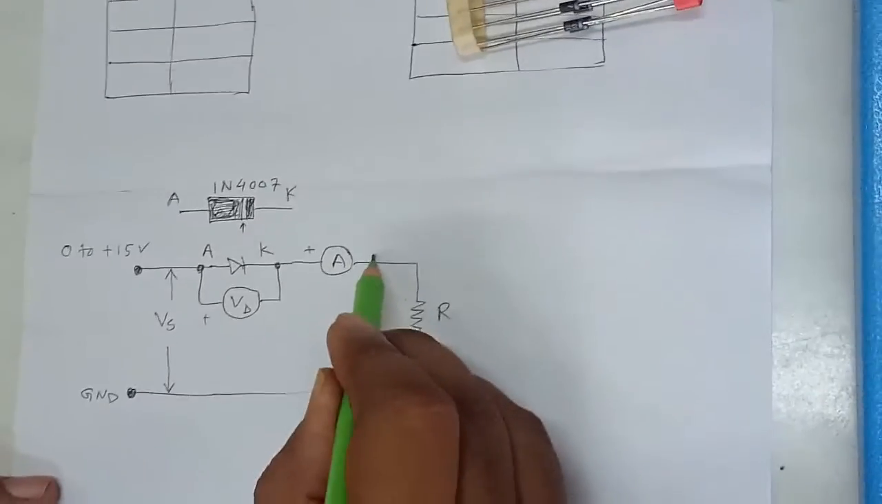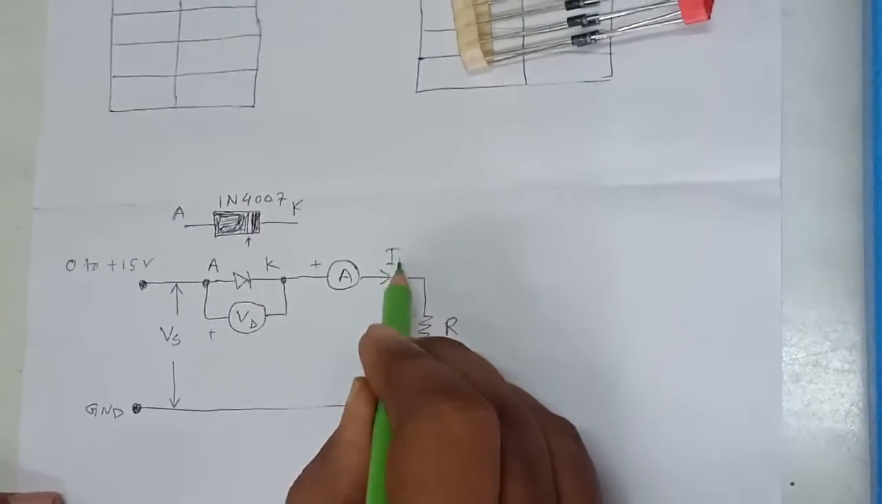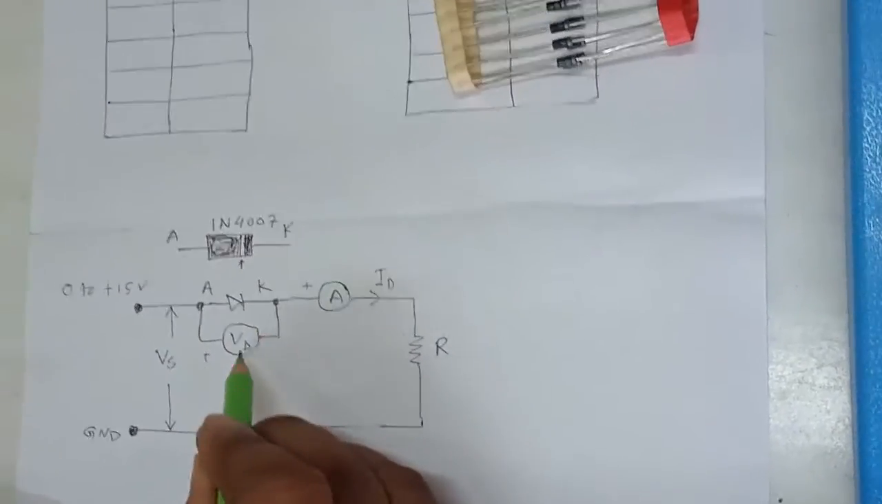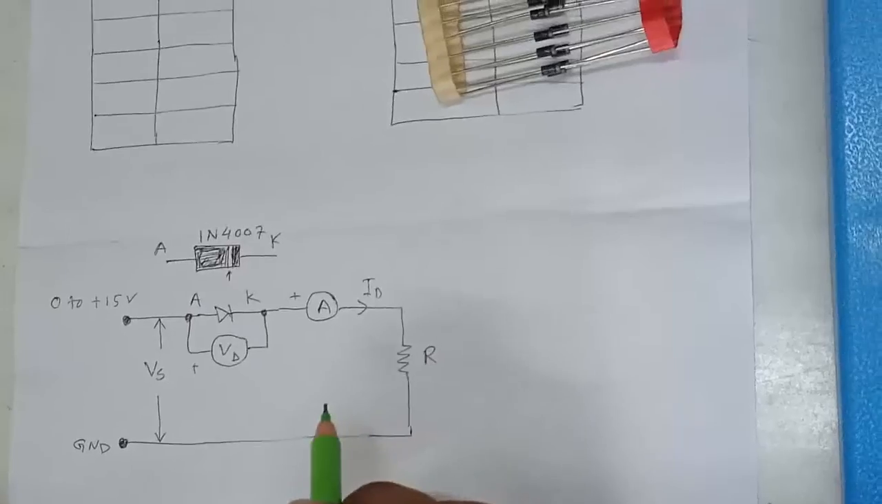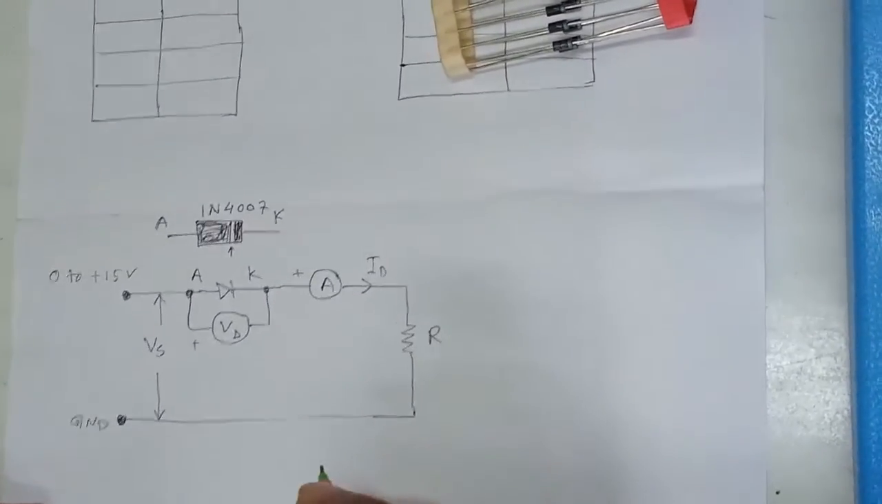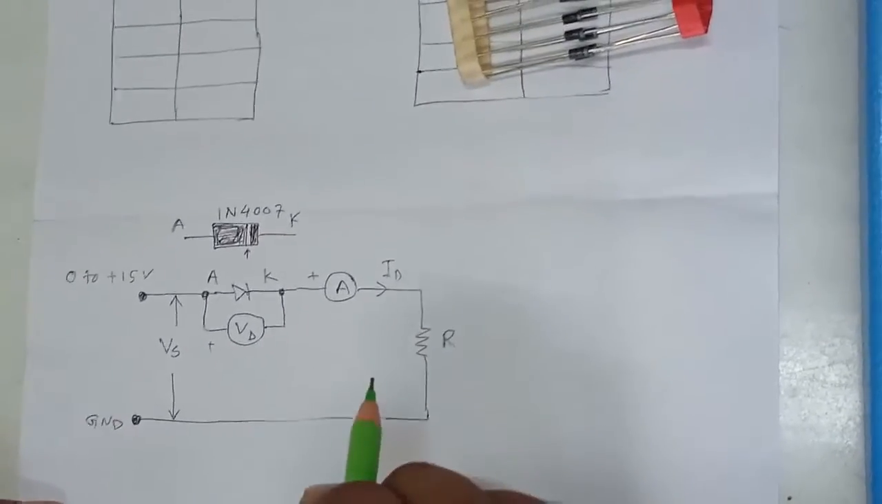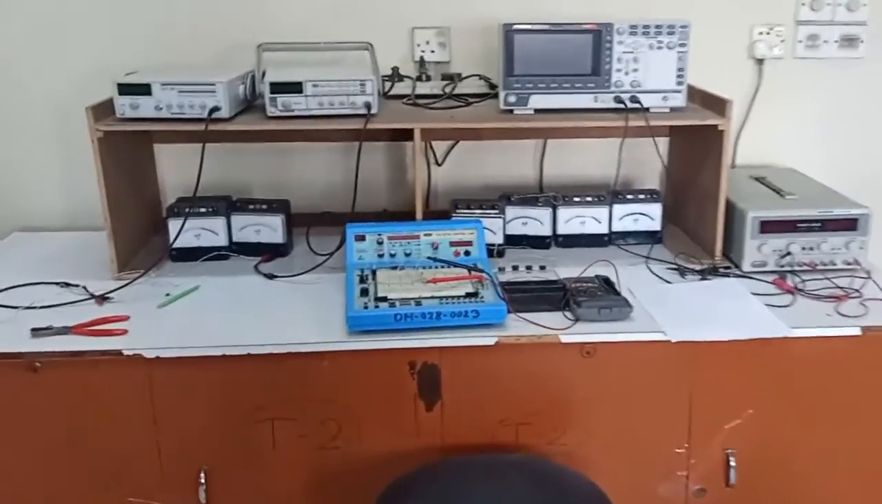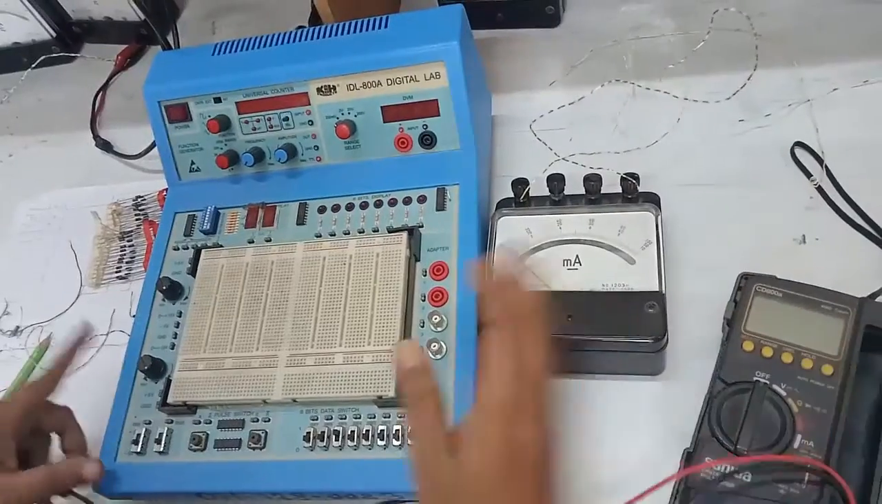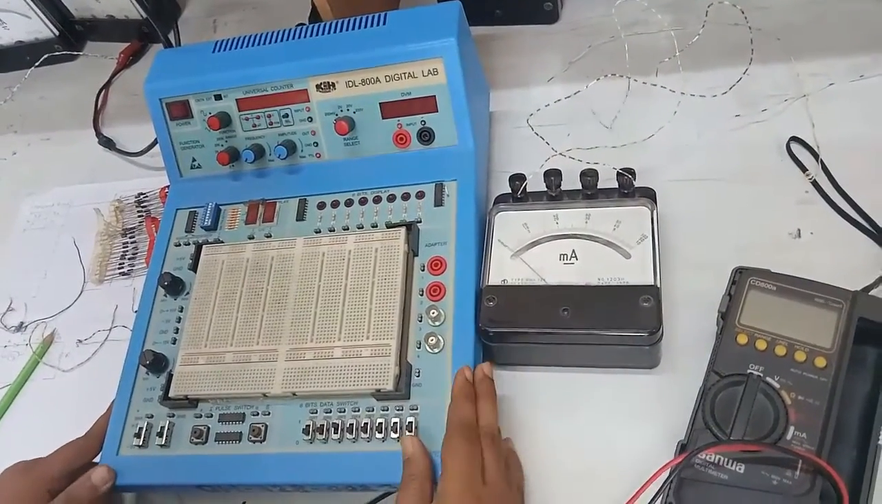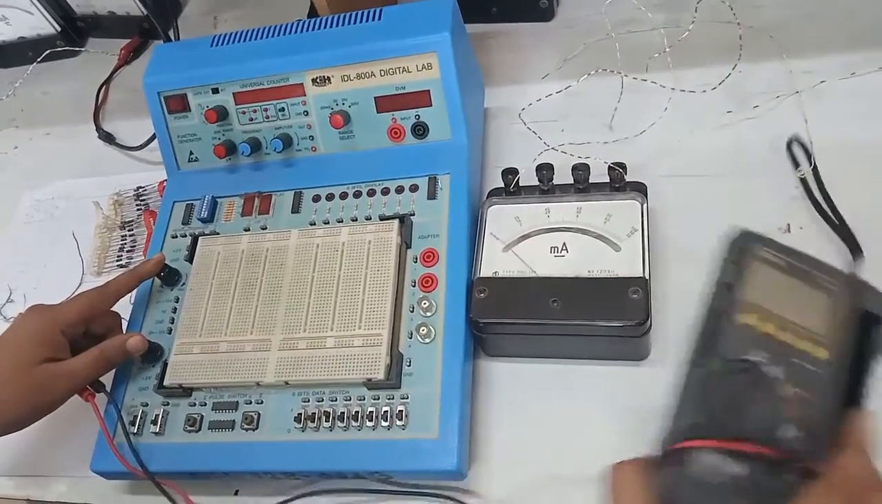This is ammeter to measure the diode current or circuit current, and this measures the diode across voltage. Now we will construct our circuit diagram in project board. This one is project board. First we want to measure the supply voltage.